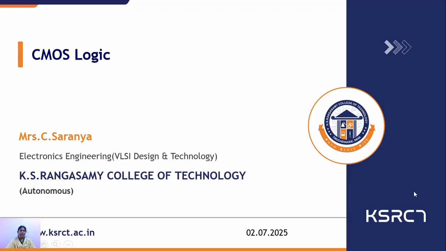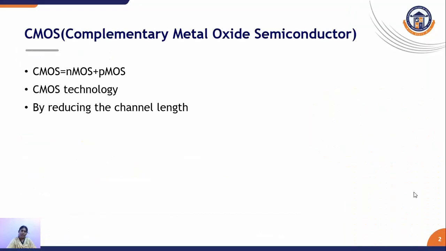Welcome you all. In this video, we are going to see about CMOS logic. CMOS means combination of NMOS and PMOS. That is abbreviated complementary metal oxide semiconductor. This is named as a CMOS technology. This kind of technology we follow in VLSI design.